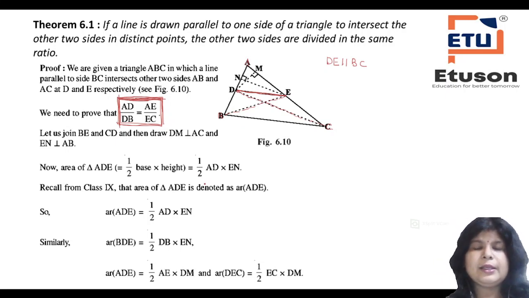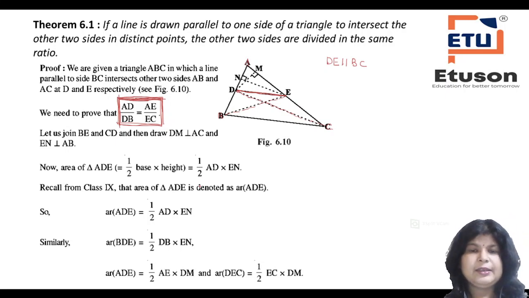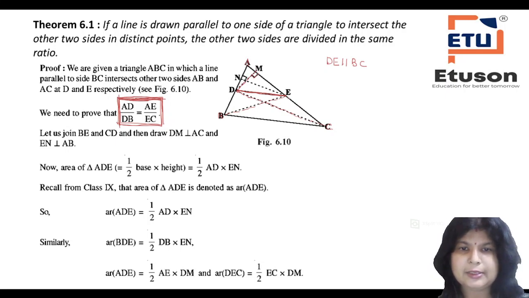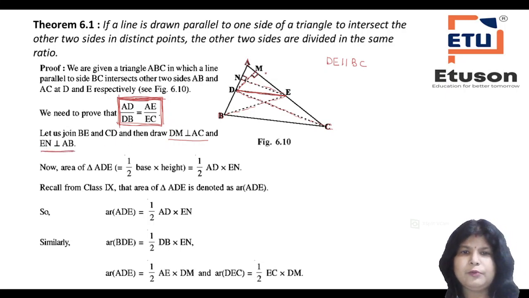So then what we have done? Then we have drawn the perpendicular from the point D on AC and from point E on AB. So from D, M you have drawn one perpendicular. So this is 90 degrees. Similarly from E also you are going to draw one perpendicular. So now DM is perpendicular to AC and EN is perpendicular to AB. Very clear from the diagram.